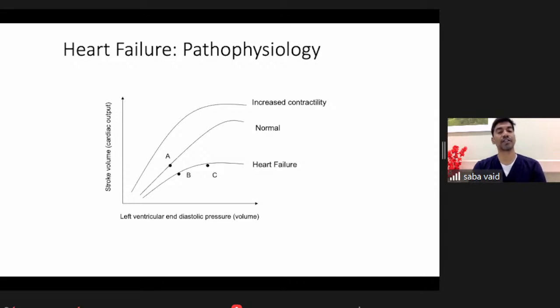Now, this is one reason where you want to introduce inotropic agents so that you increase the contractility and thereby increase the stroke volume. At the same time, you don't want to build up the left ventricular end diastolic volume. So you try to decrease the preload. That's what we are talking about. Preload is nothing but the LVEDP. So if you decrease the preload, your chances of the heart failing is much lesser.